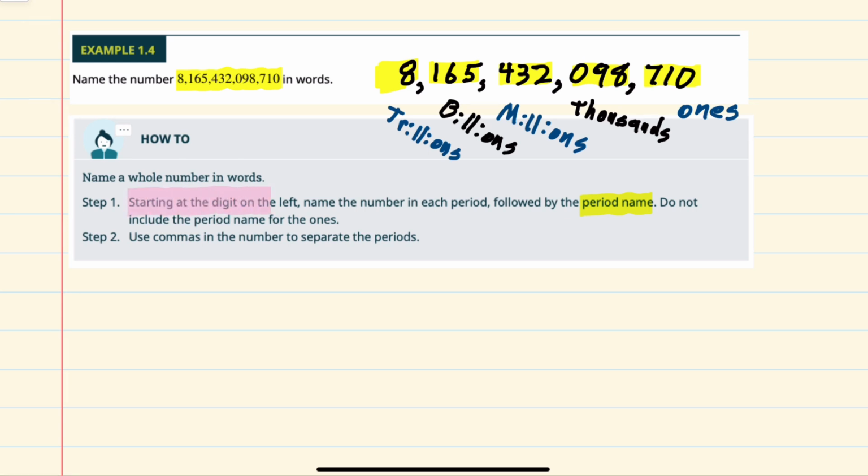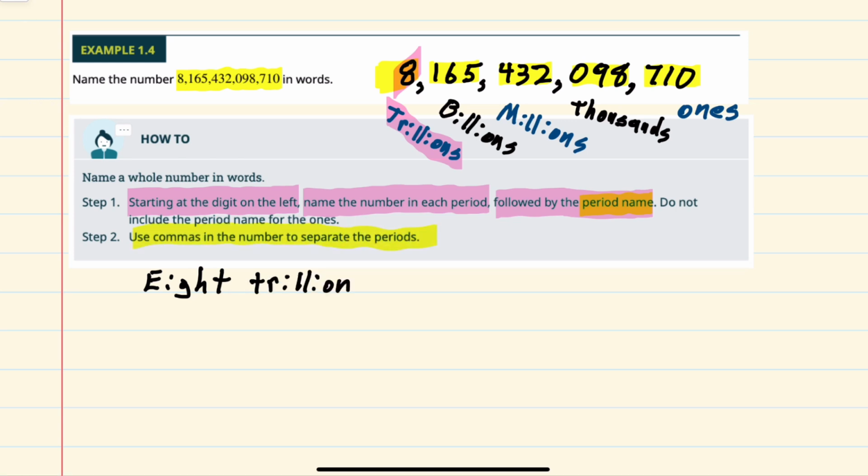We're told to start with the digit on the left. So we're starting here. We're going to name the number in that period. So just looking at this period, that number is 8. We follow the name for that number with the period name, and the period name here is trillions. So after the word 8, we would write trillion. We use commas to separate the periods, so I'll bring in a comma and move on to the next period.